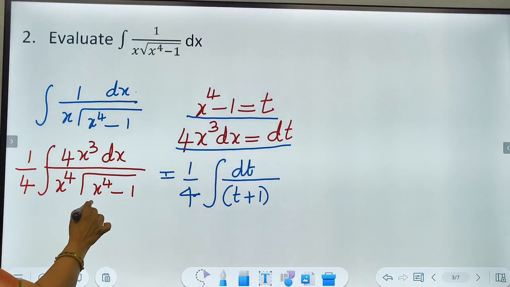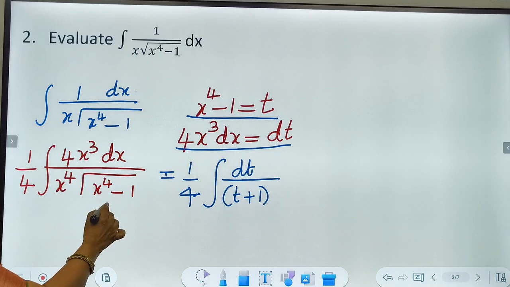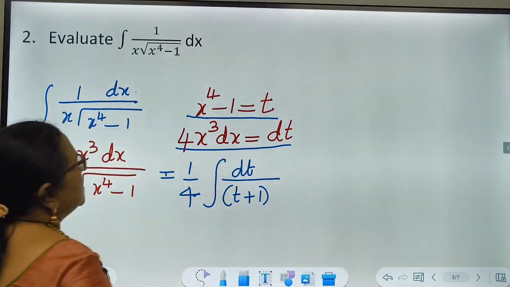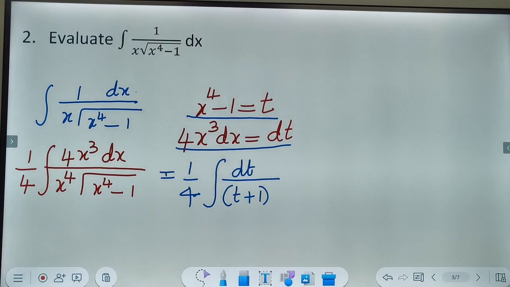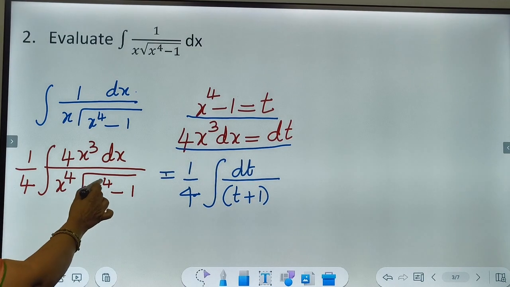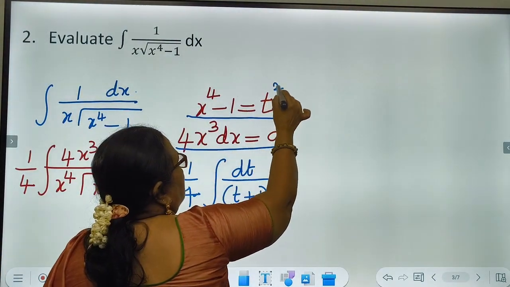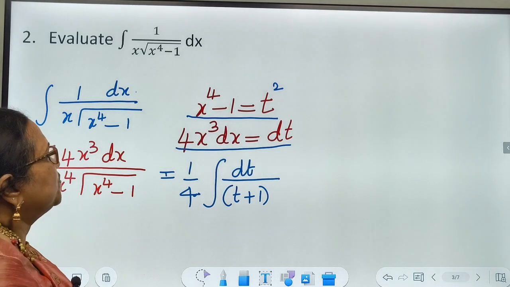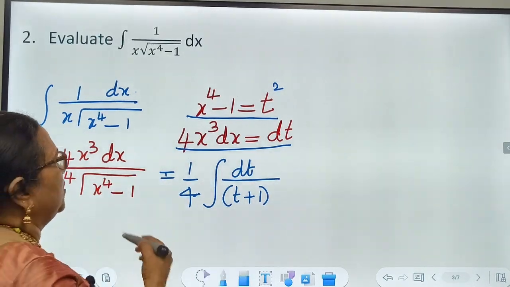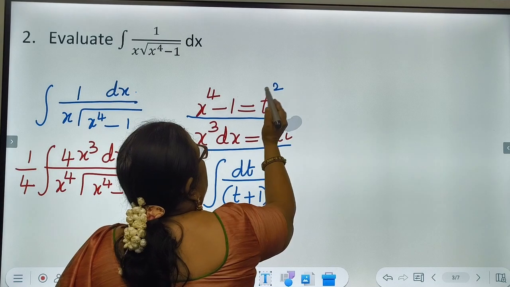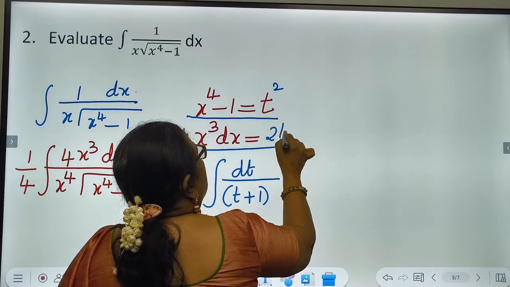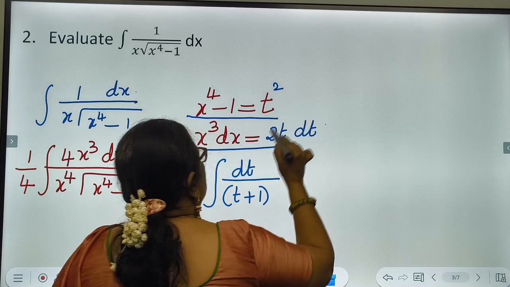And what is root of x power 4 minus 1? Root of x power 4 minus 1 is root t, isn't it? Since I have taken x power 4 minus 1 as t square, I can avoid the square root. So x power 4 minus 1 is t square, then 4x cube dx will be 2t dt.